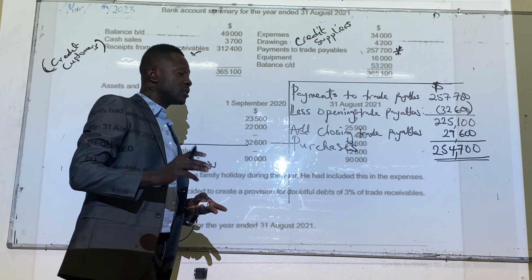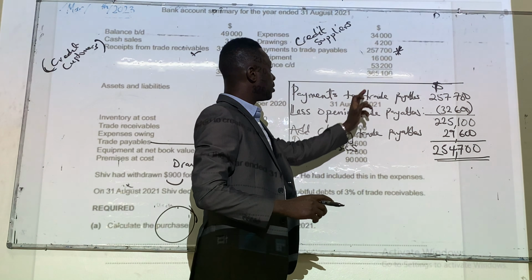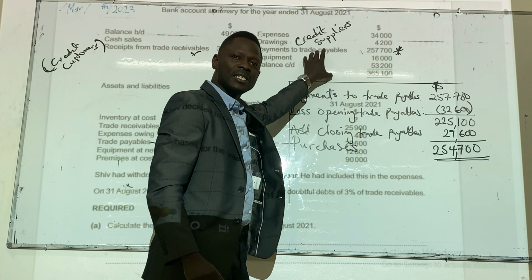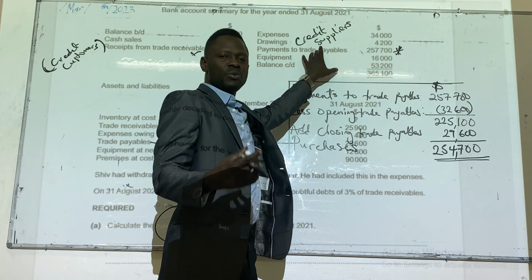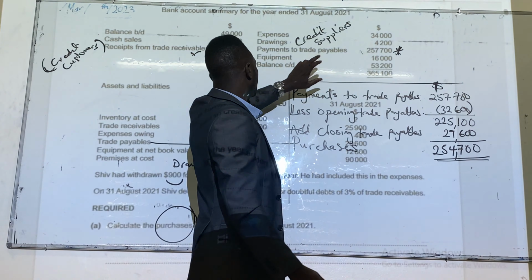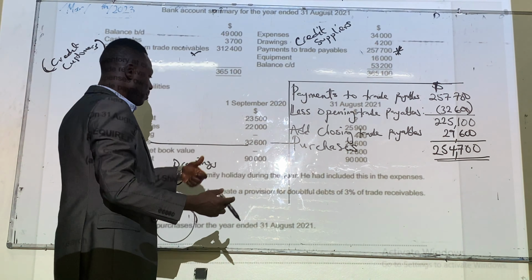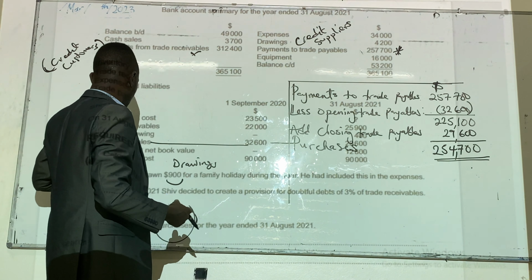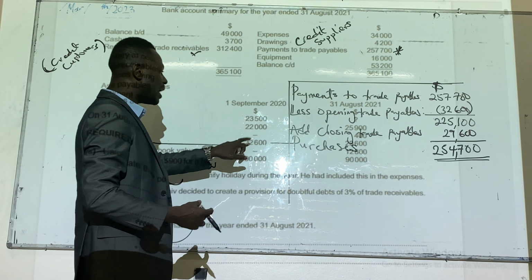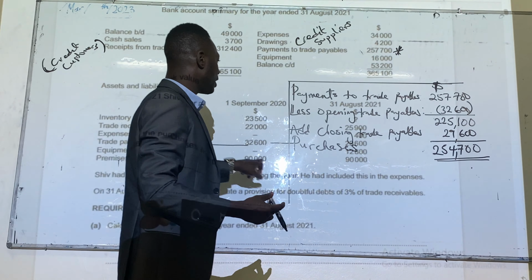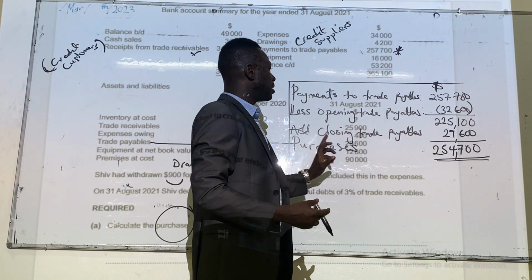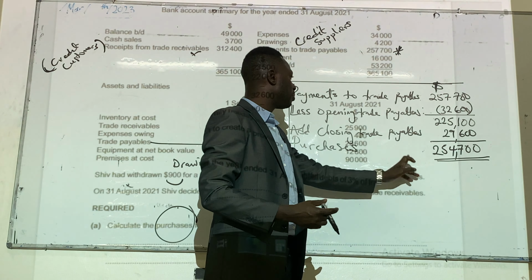So to get your purchases, what do you have to do? You find your trade payables, which represents our credit suppliers. Whatever we close with from the last year is what we opened with in terms of trade payables. You less the opening trade payables, then you add the closing trade payables. The sum will give you your purchases for the year.